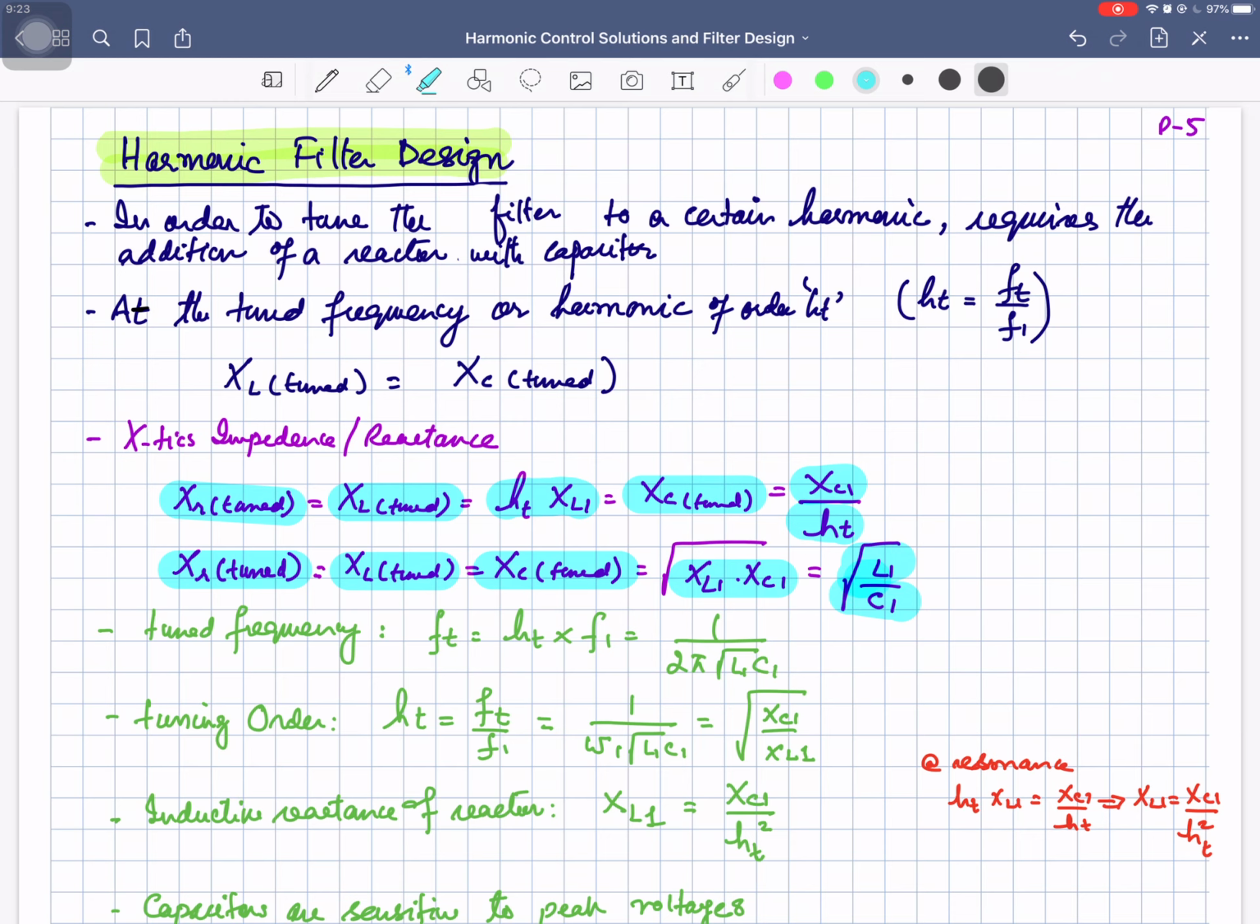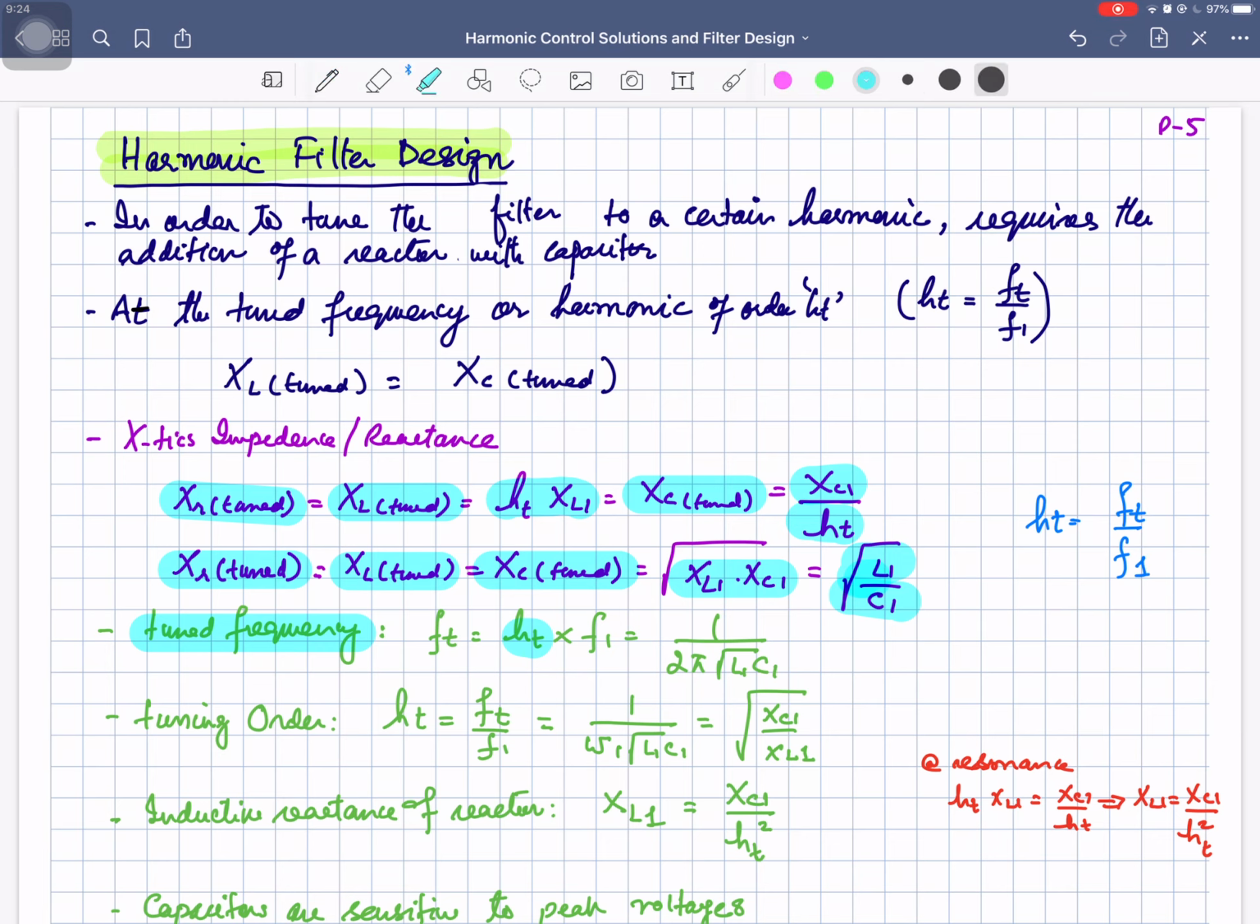What is the tuned frequency? Tuned frequency is basically the frequency of that particular harmonic that you want to bypass, or the frequency at which you are going to create the resonance, so that component is bypassed from your load through the filter branch. So, the tuned frequency is a multiple of your fundamental frequency, and that multiple is Ht. So, Ht is equal to Ft over F1, where Ft is your tuned frequency and F1 is your fundamental frequency. So, harmonic order or the tuned frequency order is defined as Ft over F1.